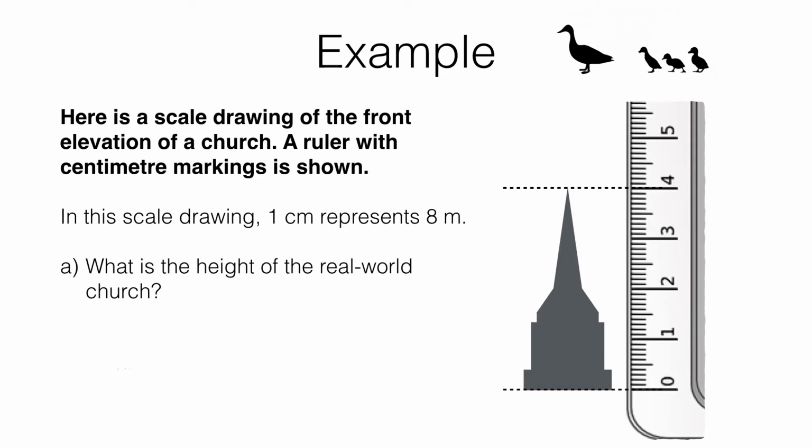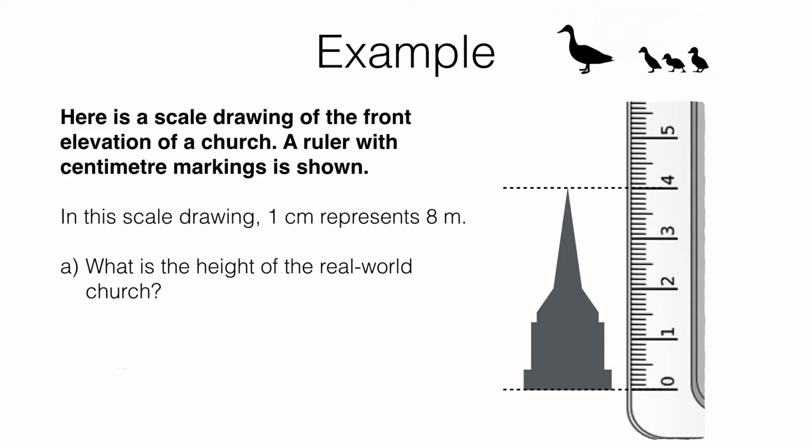In this video we are looking at scale diagrams. Here we've got a scale drawing of the front elevation of a church, and we have a ruler with centimetre markings. We're told that in the scale drawing 1 centimetre represents 8 metres, and we have to work out the height of the real world church.